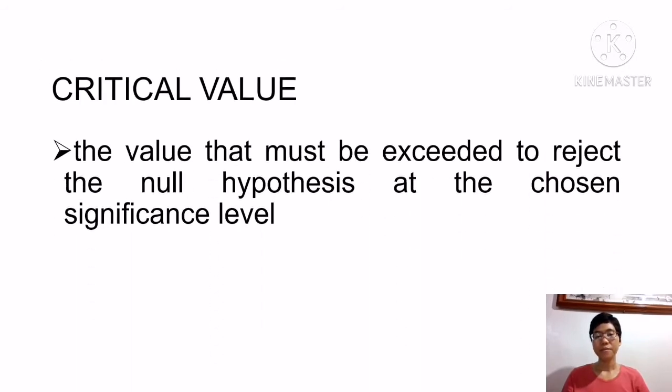Critical value. The value that must be exceeded to reject the null hypothesis at the chosen significance level. When the null hypothesis is true, the chi-square is equal to 0. And as differences between expected and obtained frequencies become greater, the value of the chi-square increases. When chi-square is larger than the critical value, then we reject the null hypothesis at the significance level. If it is lower, we retain the null hypothesis or we fail to reject the null hypothesis.